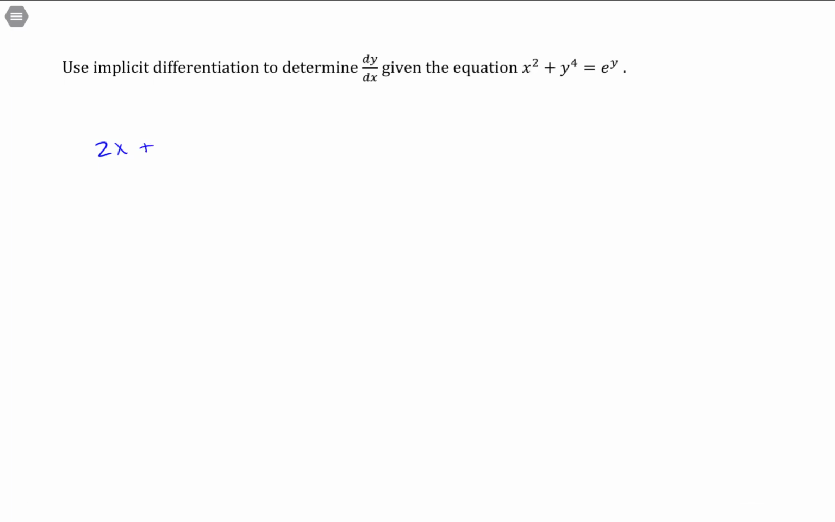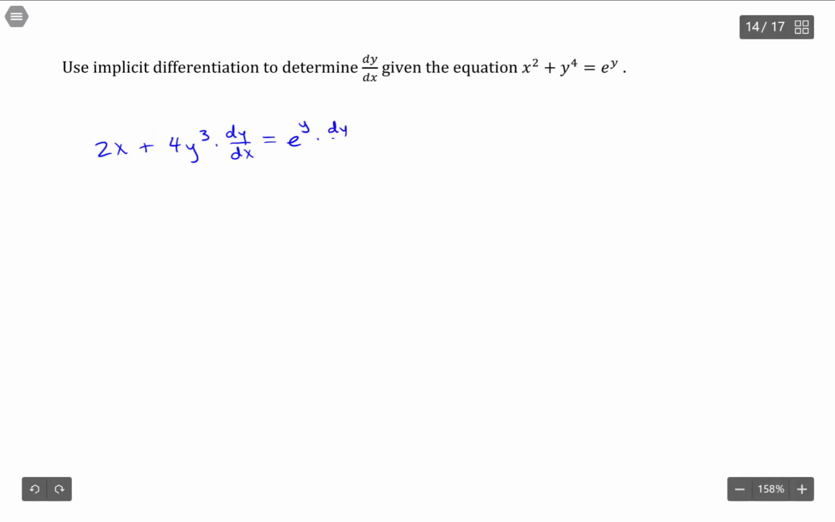Any function of y, we assume is an outer function. So we take the derivative of the function y to the fourth, which is the outer function, then multiply by the derivative of the inner function, which the best we can do is just express that as dy/dx. Then we have e to the y on the other side of this equation. E to the y is an outer function because it's involving y. So we take the derivative of that outer function, which will just be e to the y, it's its own derivative, and multiply it by the derivative of the inside part, which is, again, dy/dx.